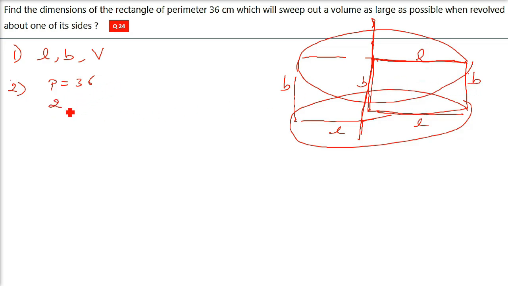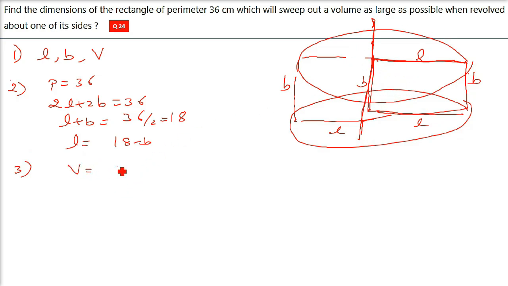So this is length and breadth. The perimeter is 36, so 2L plus 2B is 36. L plus B is 36 by 2, which is 18. So we get a relationship between length and breadth. You can have B equals 18 minus L, or L equals 18 minus B, whichever way you want, because we are going to differentiate it anyway.